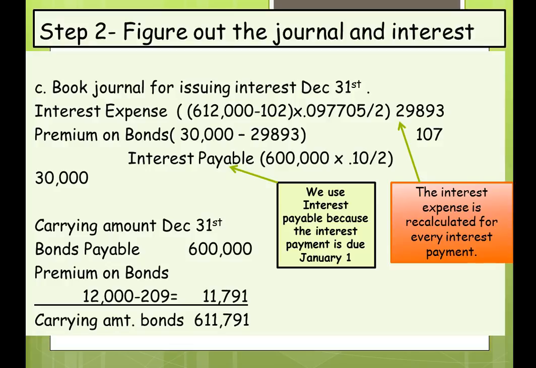Now, the rule is, under GAAP, they prefer you use the effective rate unless the straight line method gives you similar results. Under the international standard, you must use the effective rate method.